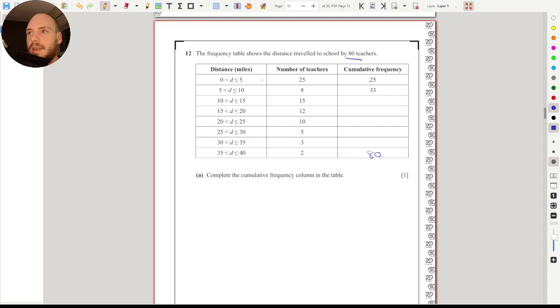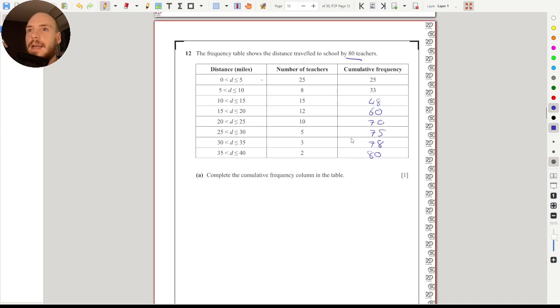So 25, the first value always goes into the first cumulative frequency row. Second is 25 plus 8, which gives us 33. Next one's going to be 15 plus 33, which is going to give us a beautiful 48. 48 add 12, 60. 10 add 60, 70. 5 add 70, 75. 3 add 75, 78. 2 add 78, 80.